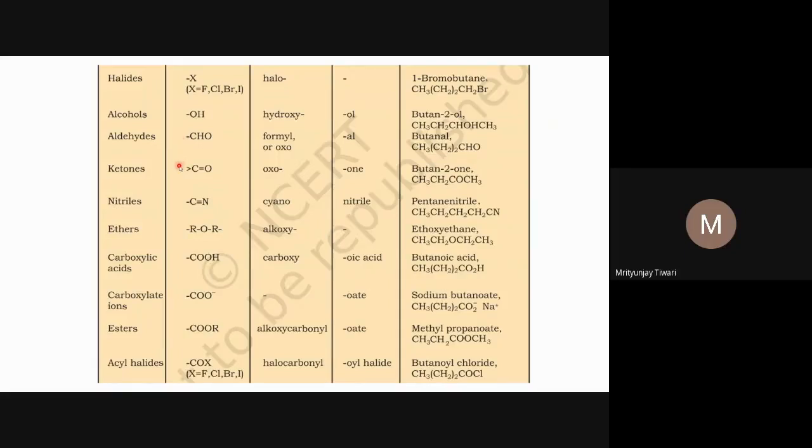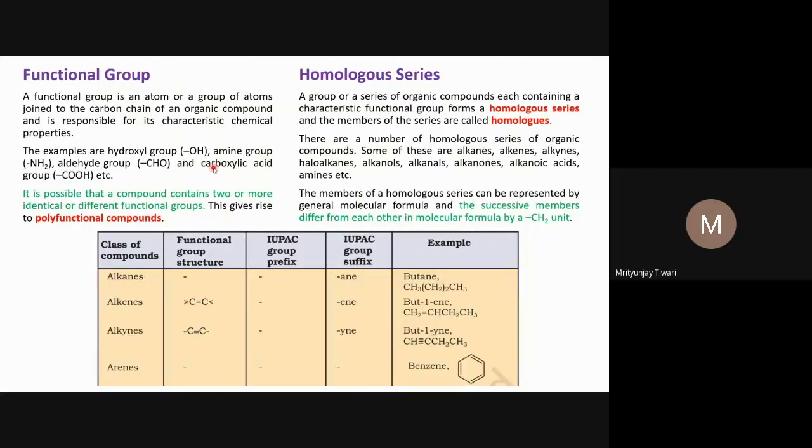And then the ketones. The compound is called a ketone when two different alkyl groups are attached to this C double bond O group. And what are the alkyl groups? We'll see that a bit later. Alkyl groups: if you remove one hydrogen atom from the alkane, then whatever the remaining group is, that is called alkyl. If I remove one hydrogen from here, that is also an alkyl. If I remove one hydrogen from this position, that is also an alkyl. There are different alkyl groups because of the positions from where the hydrogen atoms are removed.